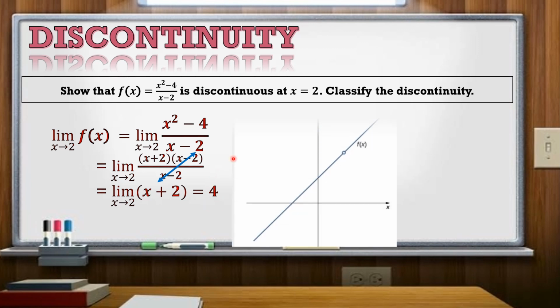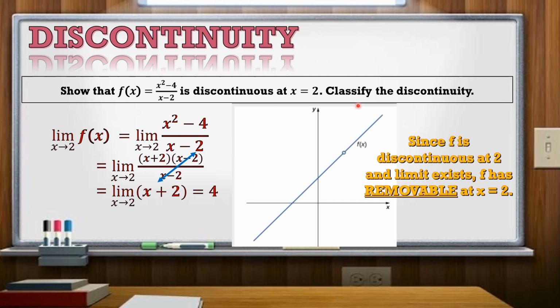Thus, this is an example of removable discontinuity. Since function is discontinuous at 2 and the limit exists, function has removable at x is equal to 2. Limit exists, and this is the graph of your function at x is equal to 2. Again, kung nag-exist yung limit ng function, removable is the answer.